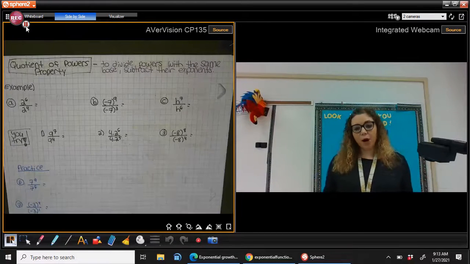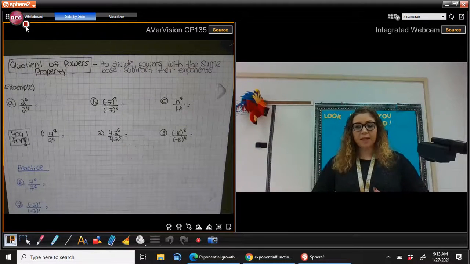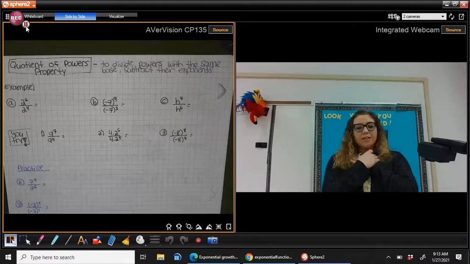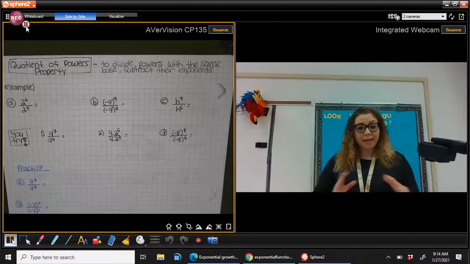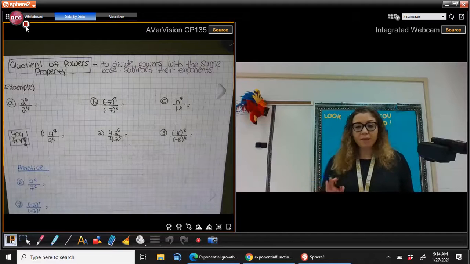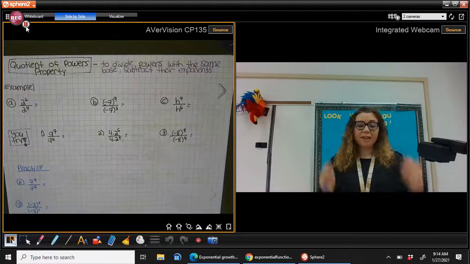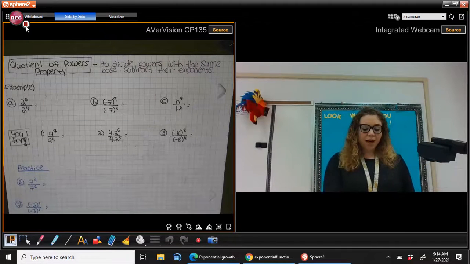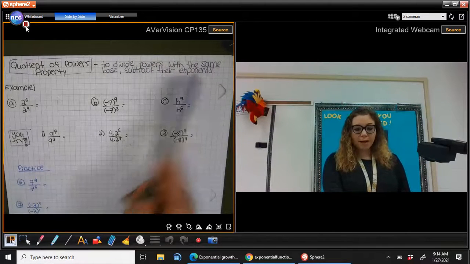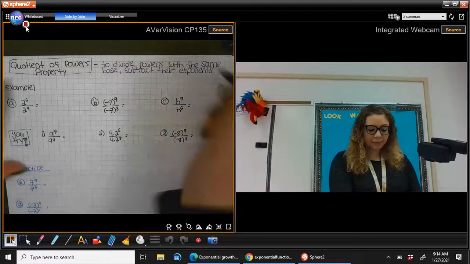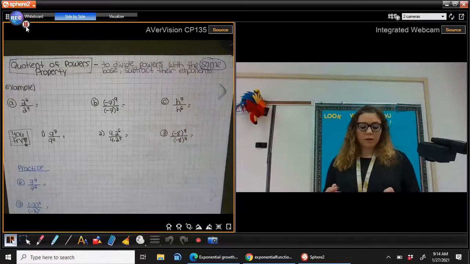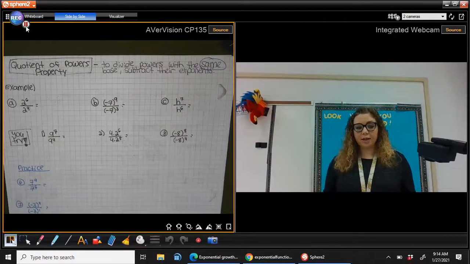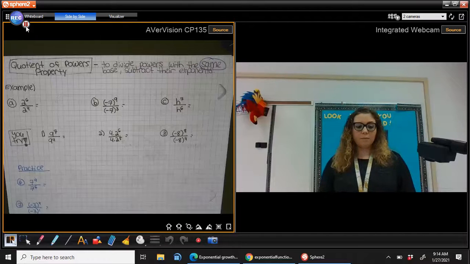So the second property we're going to talk about is the quotient of powers property. And this one's probably going to have to be my most favorite one because it is so fun and I love it. Okay, so out of all the exponent properties, this one is my favorite. Because to divide powers with the same base, you just subtract their exponents, okay?